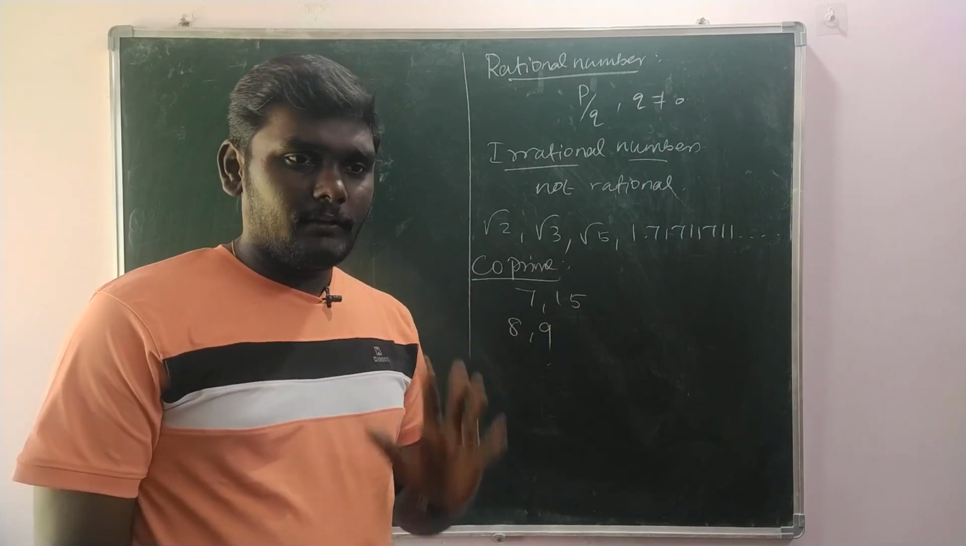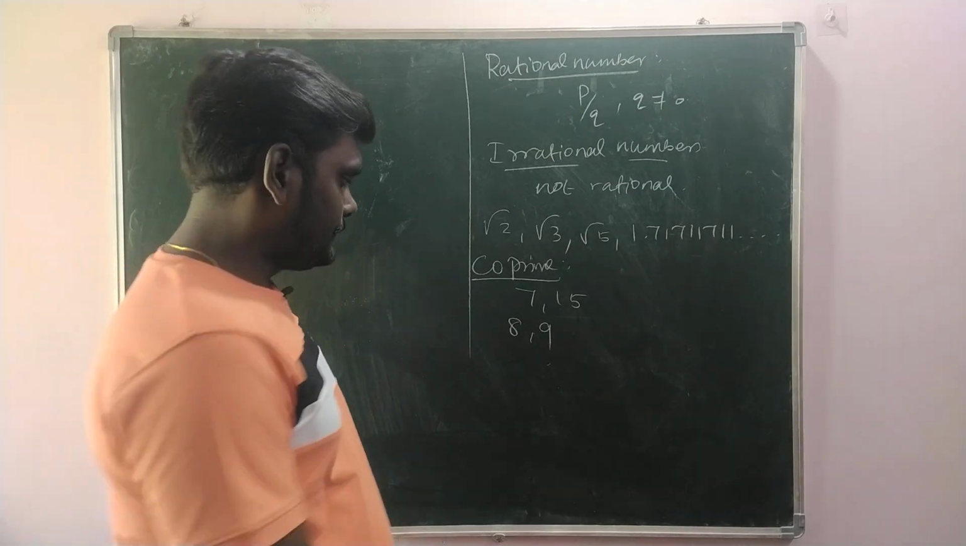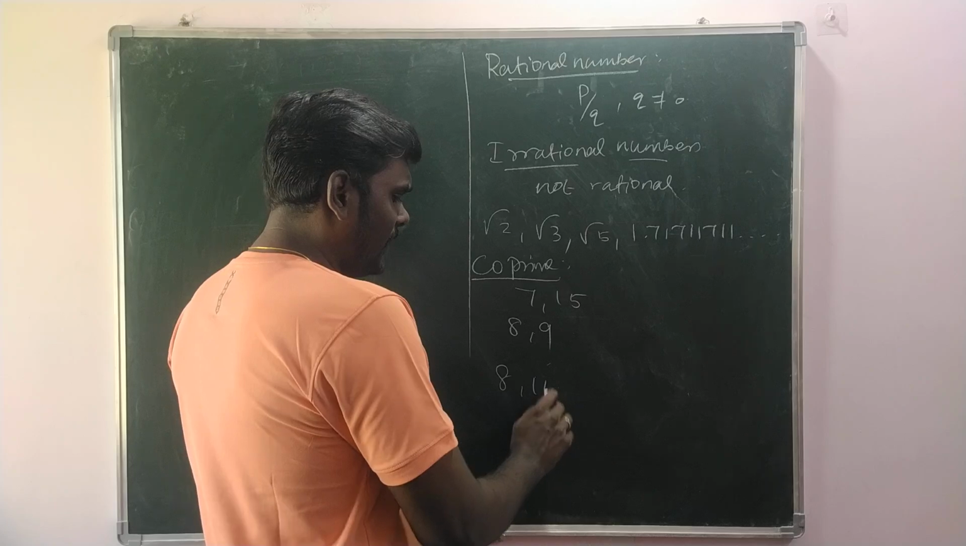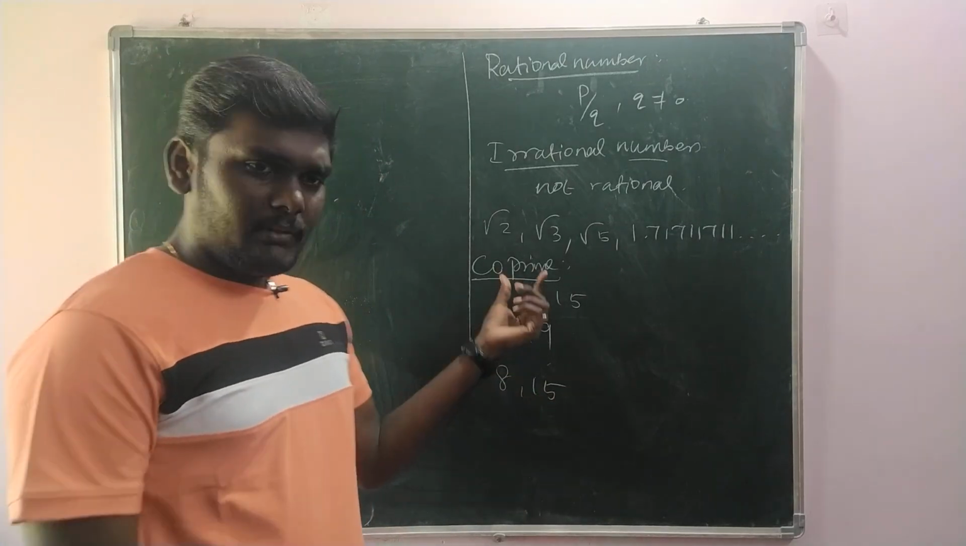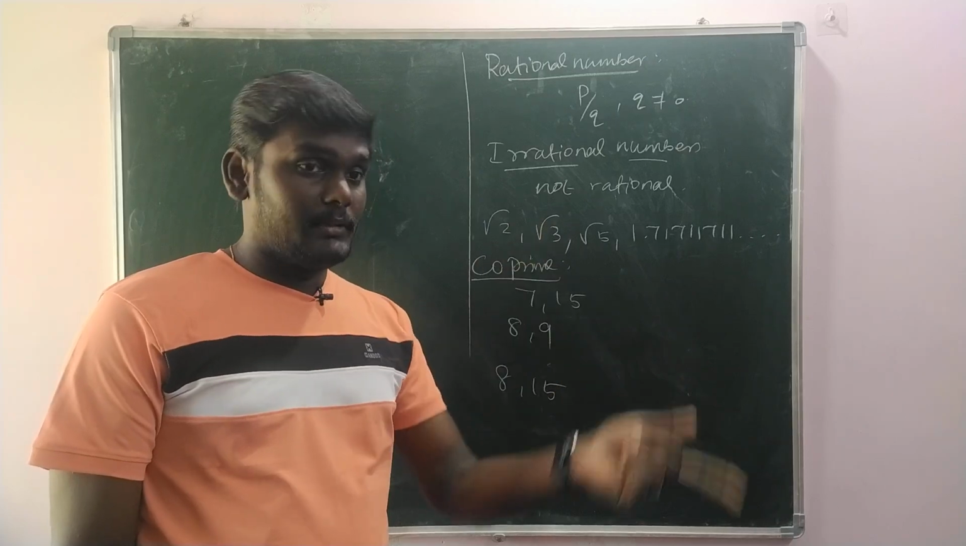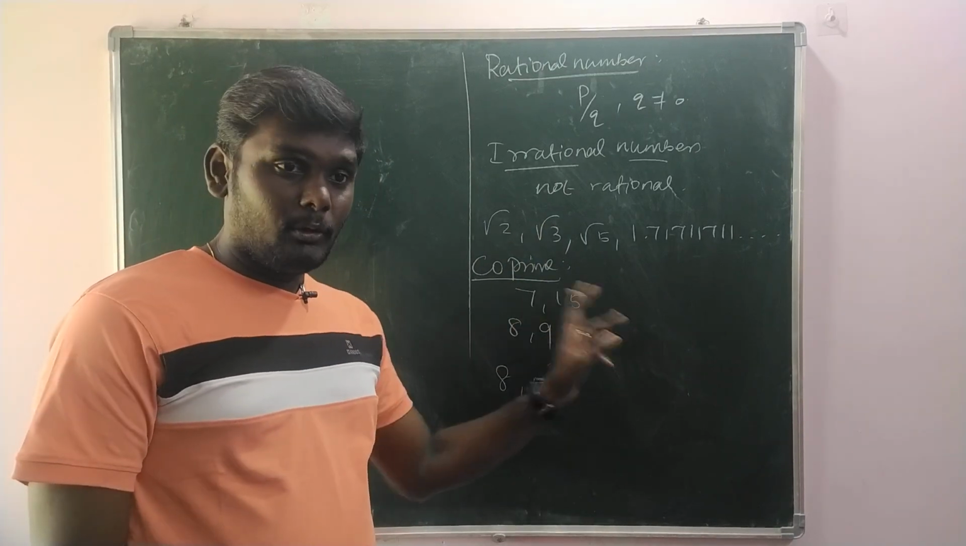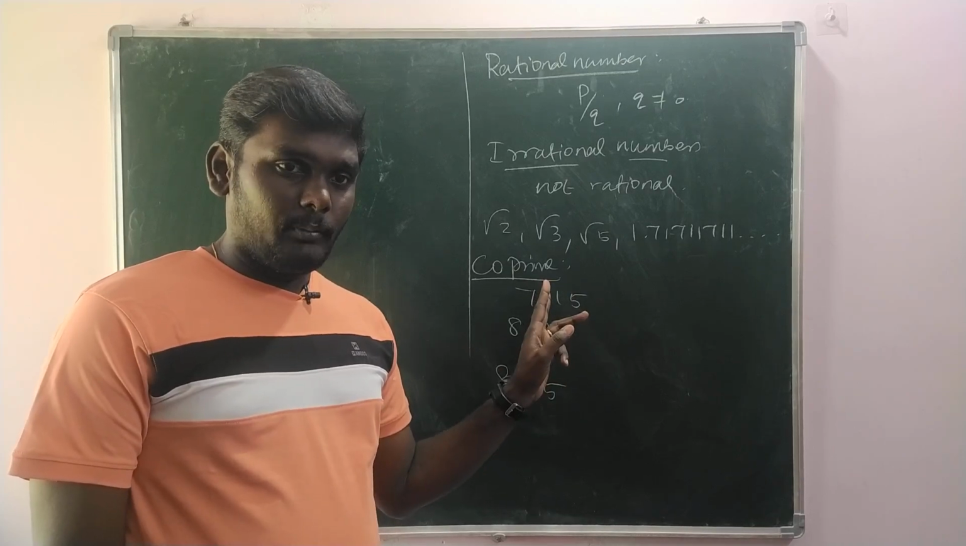Consecutive integers are always co-prime. Likewise, take these numbers 8 and 15. Why I am giving these many examples is that co-prime means you should not confuse that with the prime numbers. So here 7 is prime, 15 is not prime, but both together is co-prime.